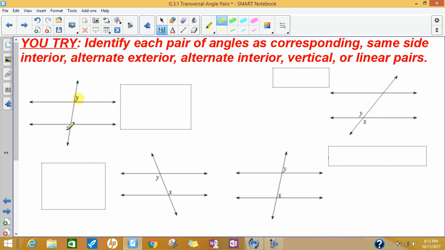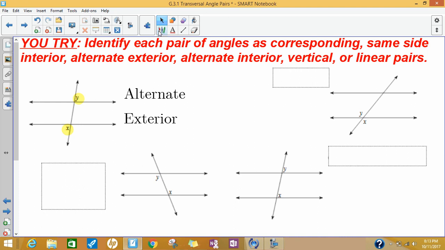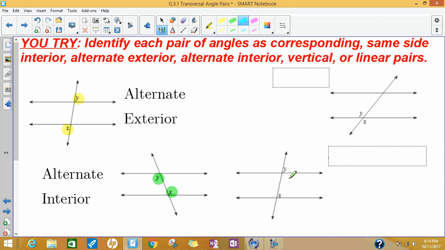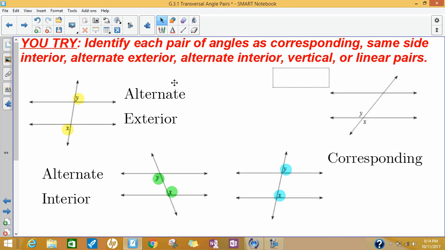So in this one, X and Y are both exterior angles, and they're on alternate sides of the transversal, so they're alternate exterior. Here, both my angles are interior on alternate sides of the transversal. That makes them alternate interior. Here I have one interior, one exterior. Both are in the top right. They're the top right angle in the group of four. And so those are corresponding. They're in the same position, but in different groups of four angles.